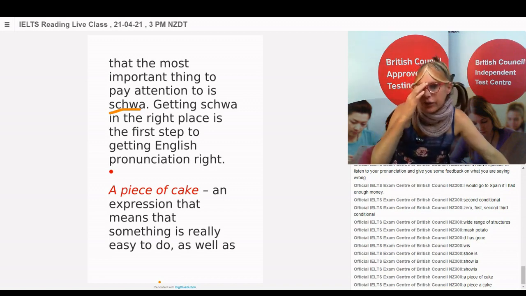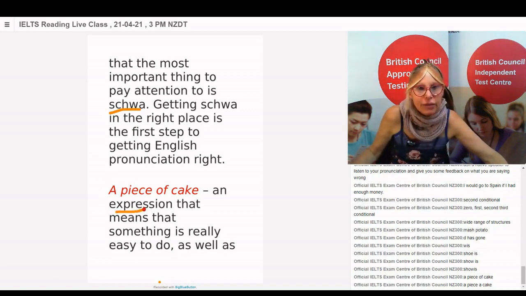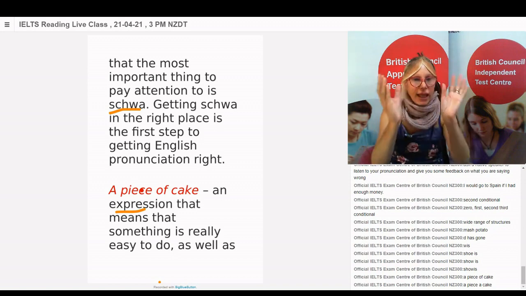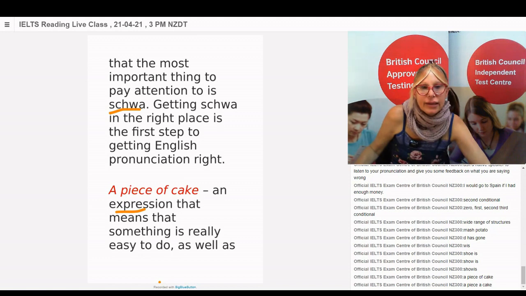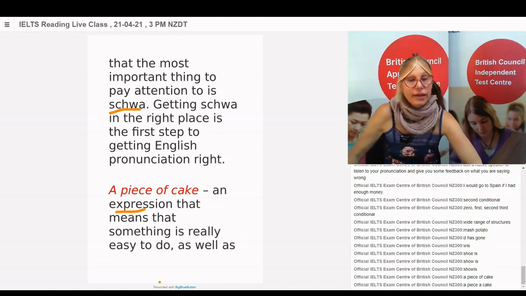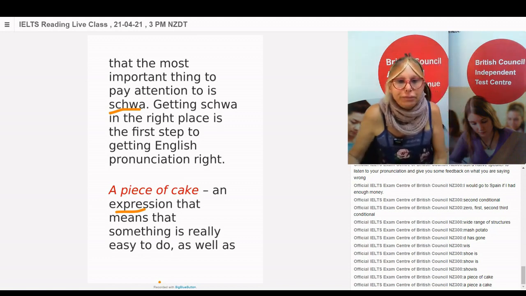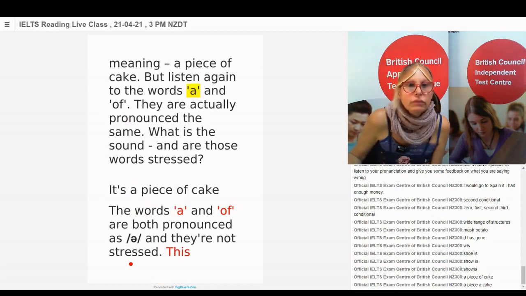Going back to this expression before, a piece of cake, it's an expression and it means something is really easy to do. It also means a piece of cake, right? You have a cake, then you cut a piece and then it's delicious. But a piece of cake is an expression we use to describe something that is easy to do. So listen again to the words a and of. They are actually pronounced the same. A piece of cake.